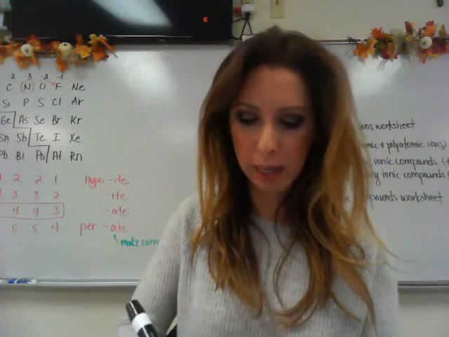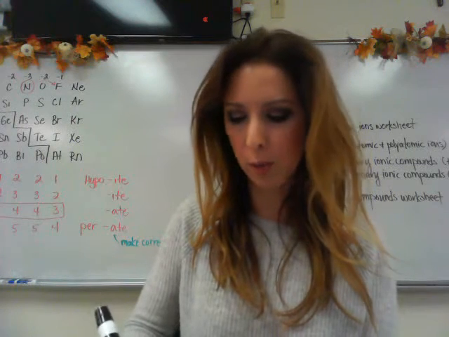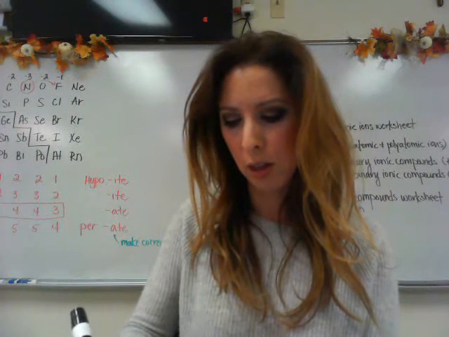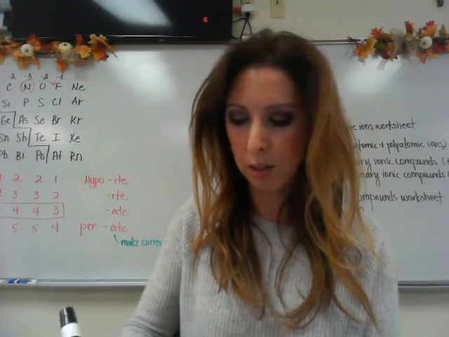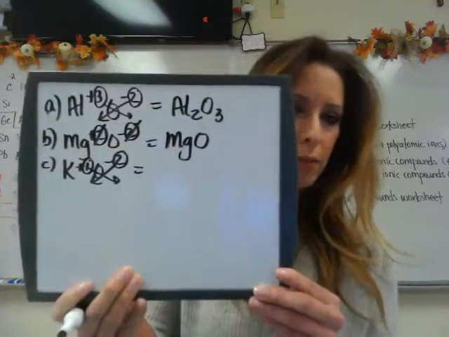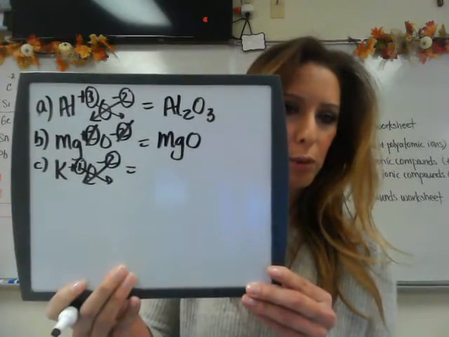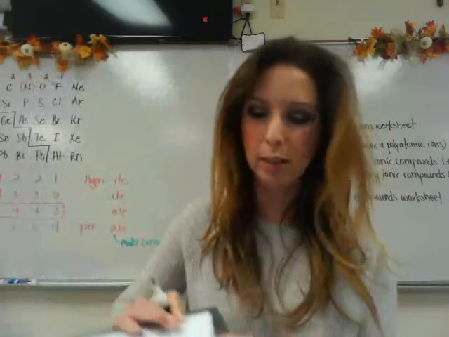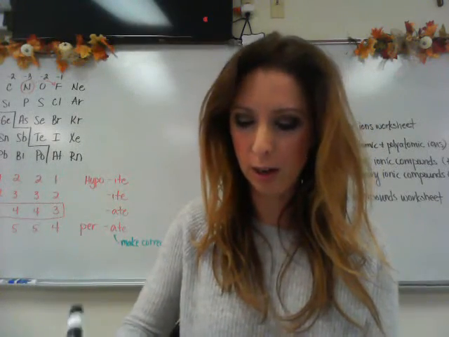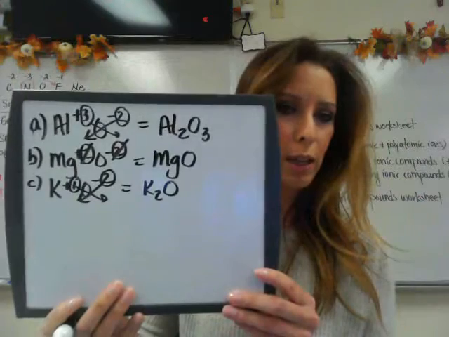C is potassium and oxygen. Potassium is K+1. Oxygen is O-2. We take the numbers in the charges and we cross them down. And remember, we don't write the number 1 as a subscript. You learned that in a previous lesson when we talked about polyatomic ions. So the formula will be K2O.